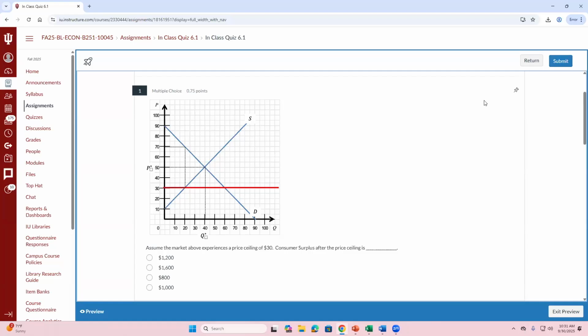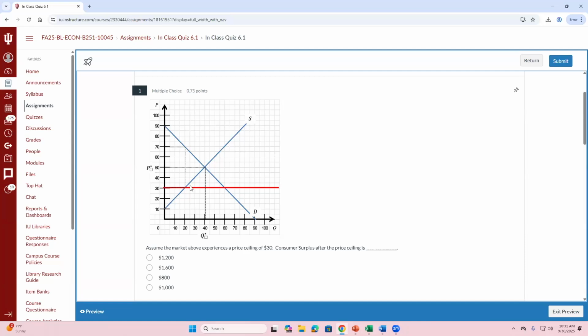So after this price, what was the old equilibrium quantity? Where supply is equal to demand, or 40. What should a price ceiling do? It should decrease the quantity that we see in the market. Right? So my new quantity at this lower price, quantity demanded will be higher, but quantity supplied at a lower price is going to be lower.